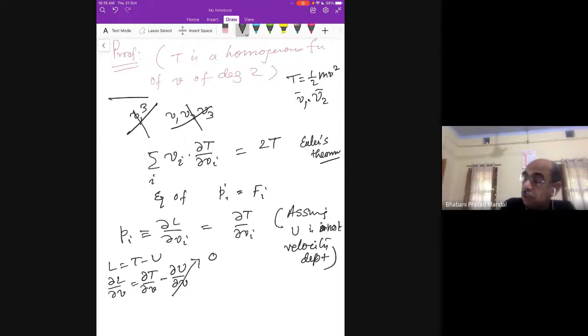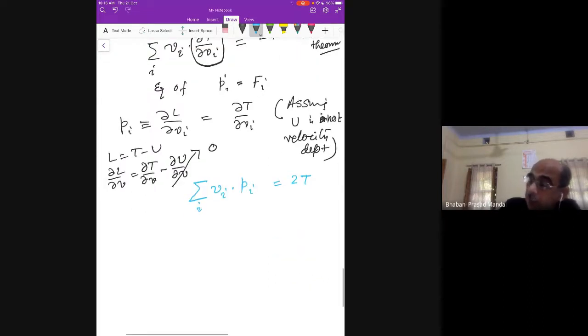Okay, so this is pi, so I'll substitute del L del Vi by pi. So let us come back to this equation. This equation again will be sum over i of Vi dot pi, which is del T del Vi dotted with Vi, summed over all particles, and this should be the total of the kinetic energy.